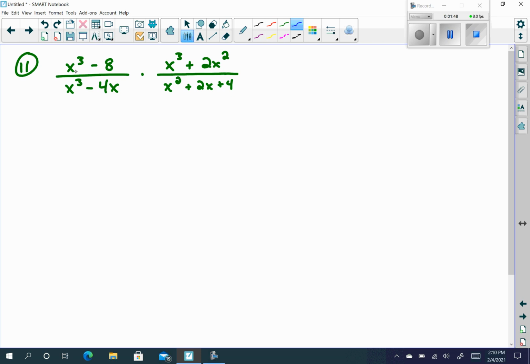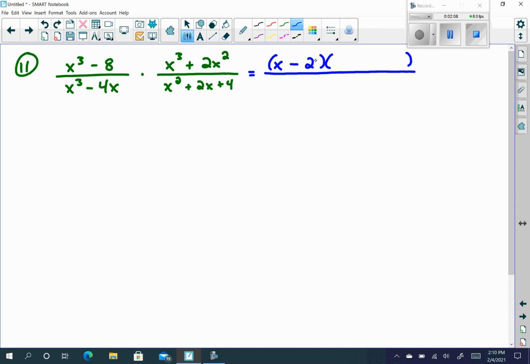All right, for number 11, this x cubed minus 8, that is a difference of cubes. So we did this the other day in class. This will always factor into a binomial, then a trinomial. What goes in that binomial is the cube root of each term, so that's going to be an x and a 2. Remember, we follow SOAP for the signs, so I'll have a minus.